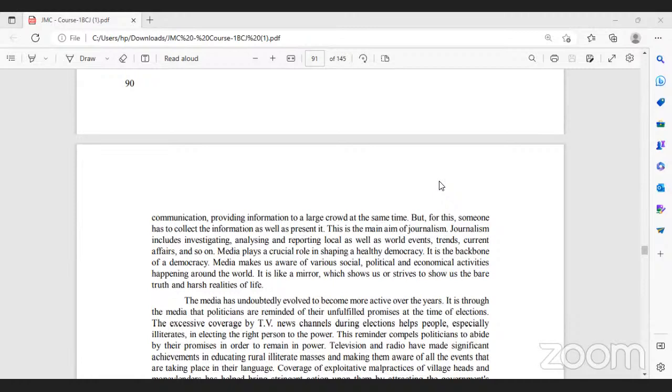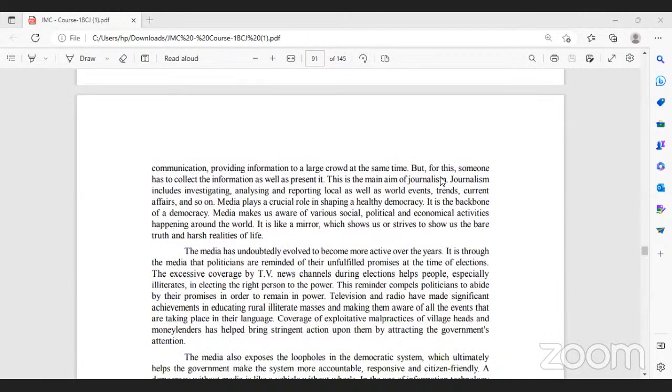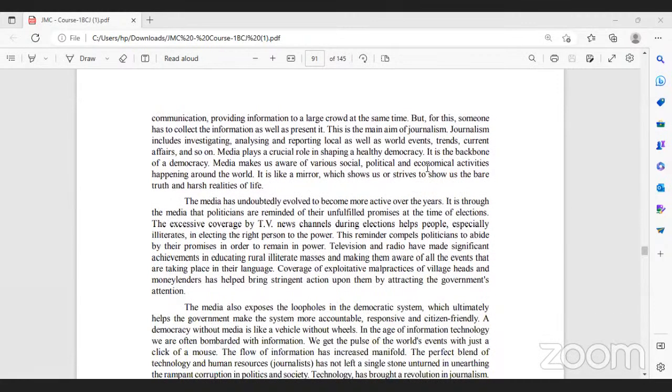So we see that media plays a crucial role in shaping a healthy democracy, and it is the backbone of a democracy. It makes us aware of the social, political, and economic activities around the world, and it is just like a mirror that reflects what is happening in reality.